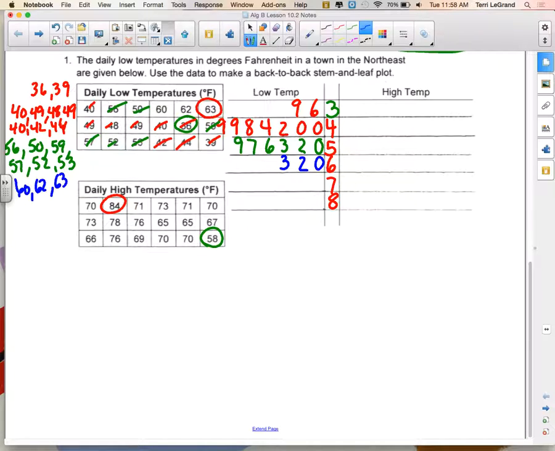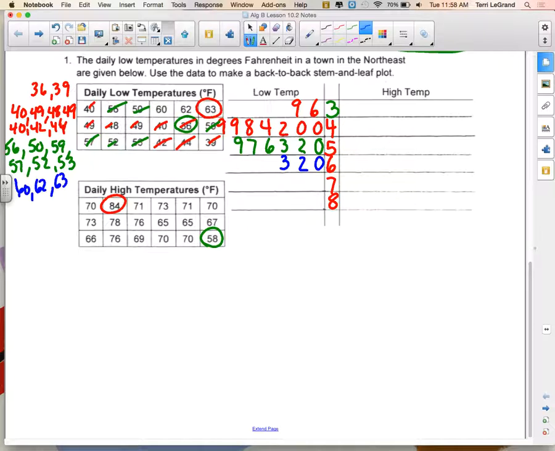Okay, how many temperatures were in that table? It's a 1, 2, 3, 4, 5, 6 by 3. How many were in there? 18. Do we have 18 leaves? We double check before we move on. Count. Go ahead, on your papers, count. We have 18 leaves. I do. Do you? Do we care that we don't have any in the 70s or 80s? No, we don't have to have any.